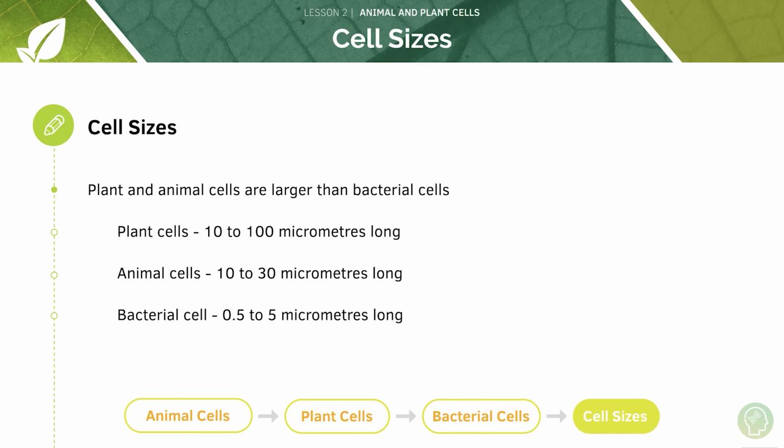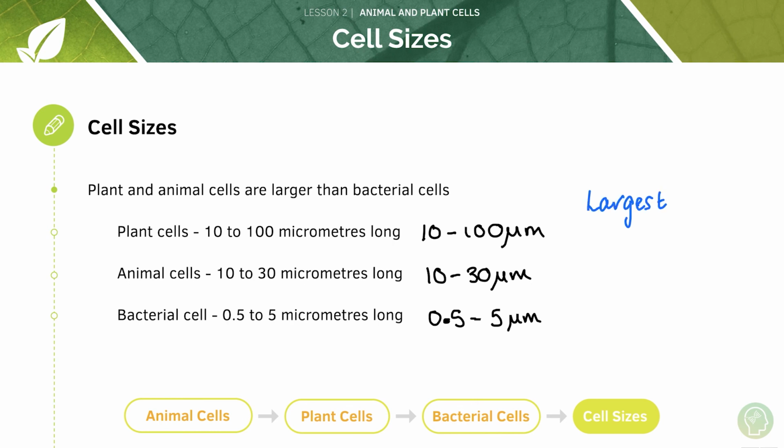So just to make that a little clearer for you, let's just write that out. Plant cells are 10 to 100 micrometers long, animal cells 10 to 30 micrometers long, and bacterial cells 0.5 to 5 micrometers long. And thus you can see that size-wise, plant cells are the largest type of cell, and bacterial cells are the smallest. And they really are very small. 0.5 to 5 micrometers is very tiny.